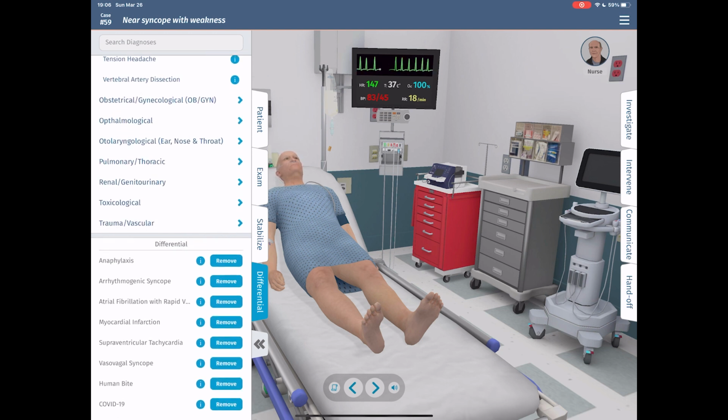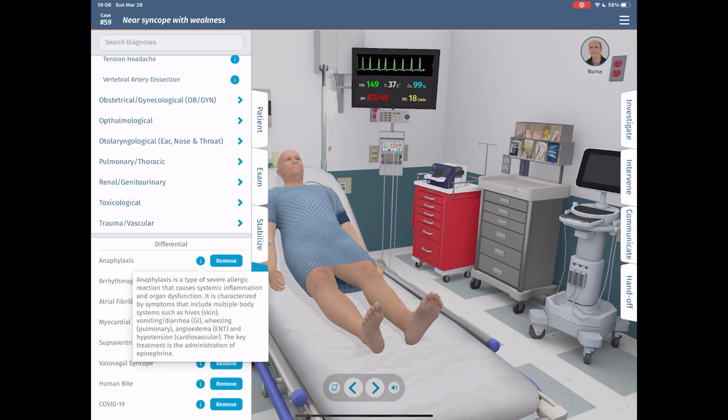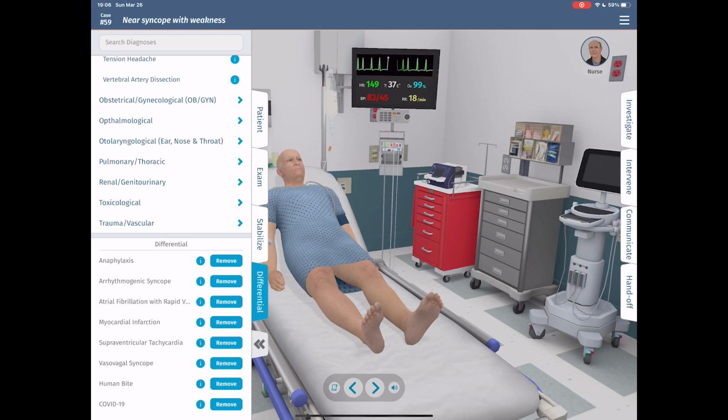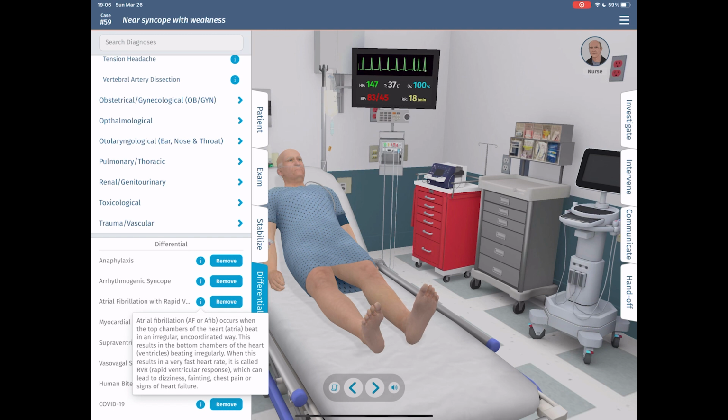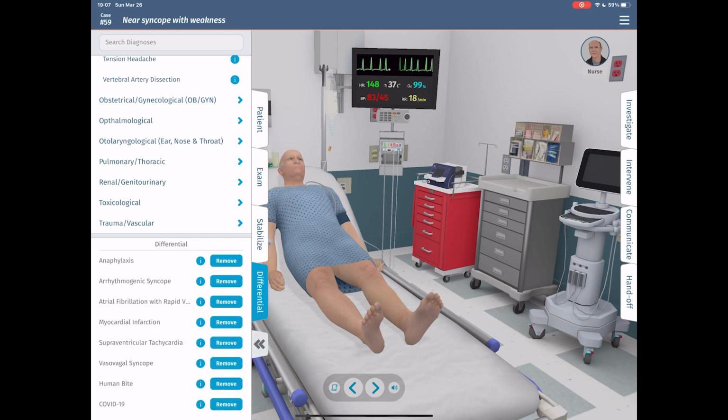And now as we move to the right-hand side and investigate and intervene, we can go ahead and try and remove some of these, either rule them in or rule them out. And if we click on anaphylaxis, the little circle with the eye, it gives us a rundown of what this is, these are the symptoms you would find, and what the treatment is, which is really helpful if you're clicking on these and it's like, I have no idea what this means, but maybe I think it sounds right.